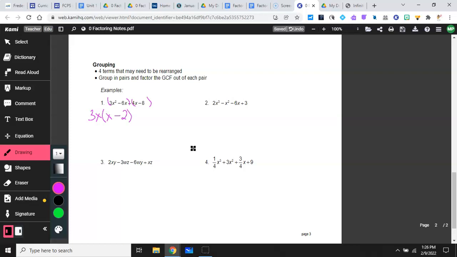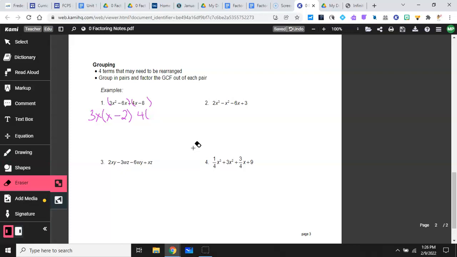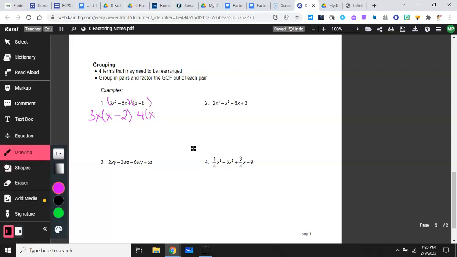And we're going to do the same thing for the second one. The GCF between 4x and negative 8 is just 4. 4x divided by 4 is x. Negative 8 divided by 4 is negative 2.